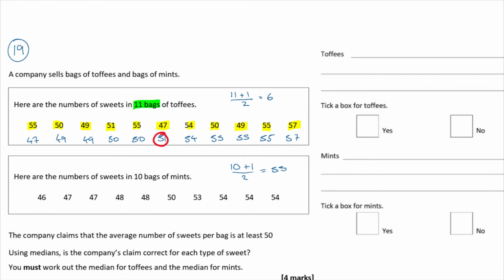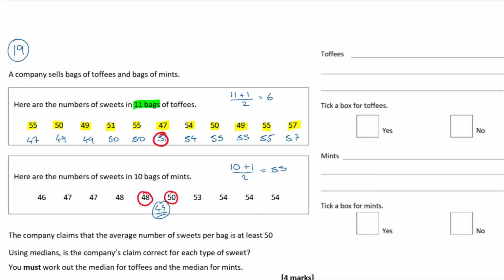So counting through and finding the 5th value, 1, 2, 3, 4, 5, that's the 48. And the 6th value is the 50. So my median is going to be halfway between those two. You can either add them together and divide by 2, or you can work out the span between 48 and 50, which is 2. Half that is 1, and add it onto one of them, you'll get 49. Either way, the median is 49.